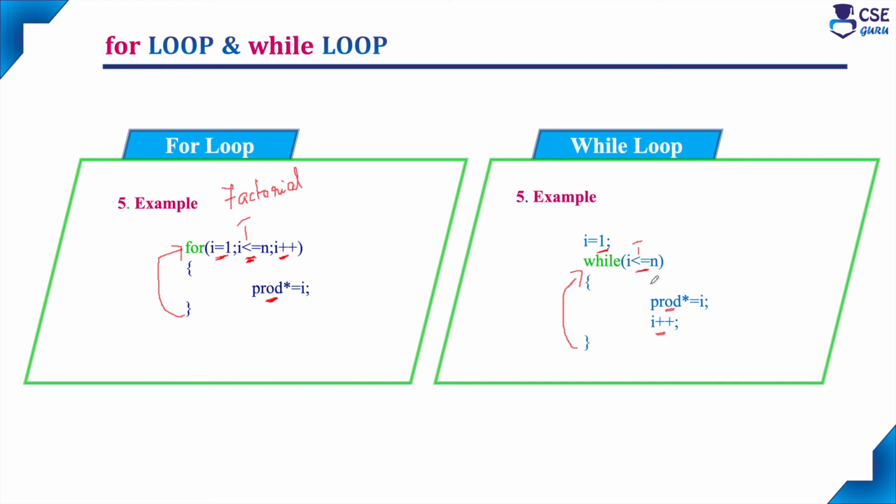Here, in both the for loop and the while loop, the initialization is required only for the first iteration. From the next iteration onwards, only the condition evaluation in expression 2 and the loop updation will be carried out. So this is the example of the for loop and while loop to find the factorial function.